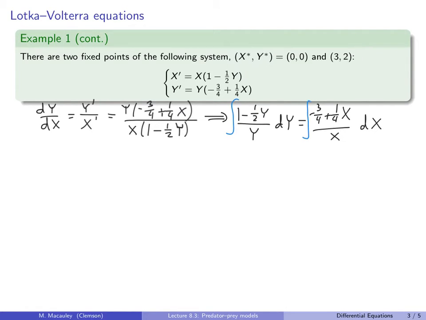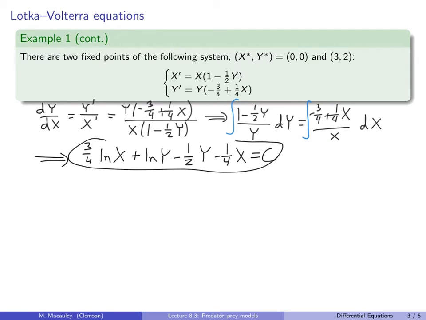You have to be careful here because you have these constants, and you should probably factor out the minus 1/2 and the 1/4. It's easy to be off by a constant. I will actually skip the steps because it's elementary. If you do this, you get 3/4 natural log of x plus natural log of y minus 1/2 y minus 1/4 x equals constant of integration c.